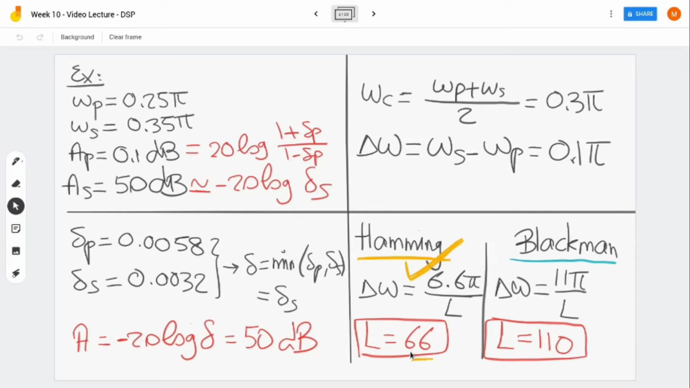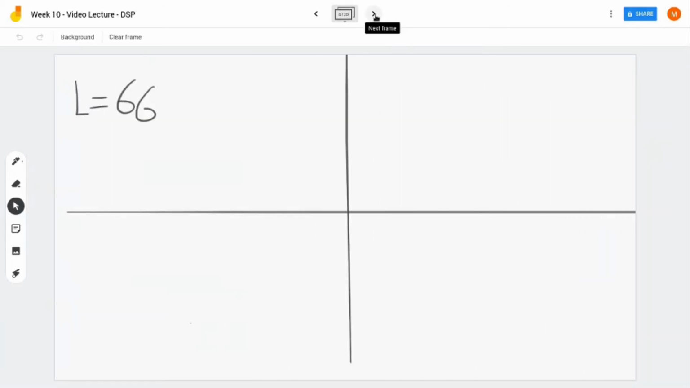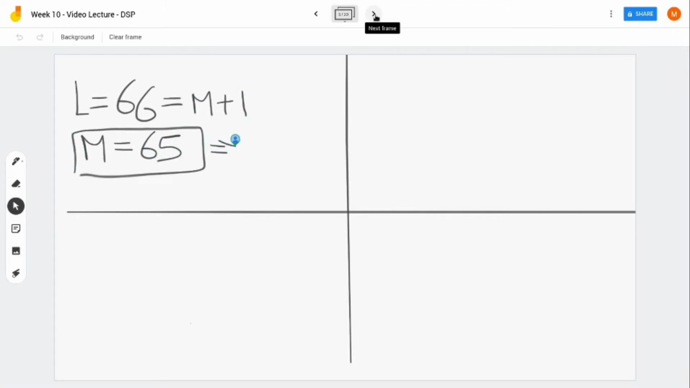So if L is 66, and L is equal to M plus 1, that means M is 65. And in this case, M is an odd integer. An odd integer will give us a type 2 filter.